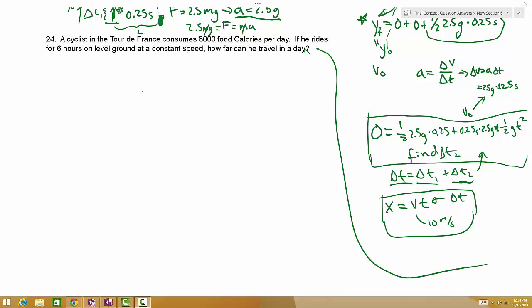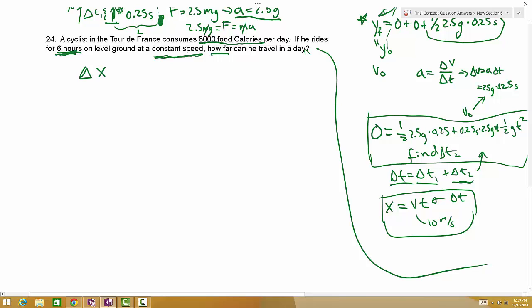24. A cyclist in the Tour de France consumes 800 food calories per day. If he rides for 6 hours on level ground at a constant speed, how far can he travel in a day? Okay, doesn't seem like there's enough information here, probably. But what's the question asking? It's saying we have this biker consuming this many calories, so he has a certain amount of energy, and he rides for 6 hours, I'm assuming using up all of that energy by going at a constant speed. And we need to know how far. So we need to find a change in x.